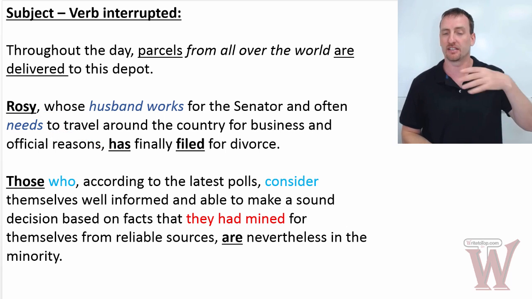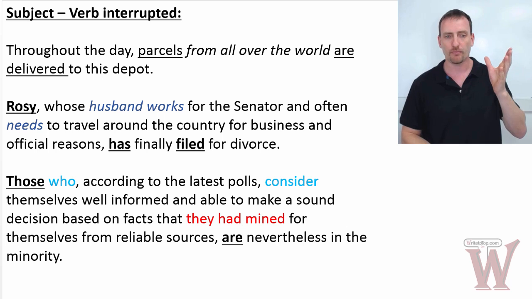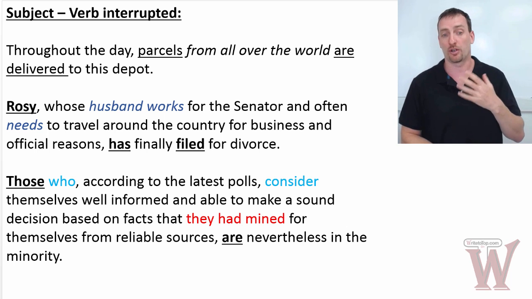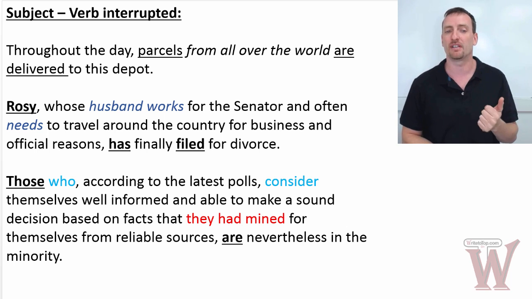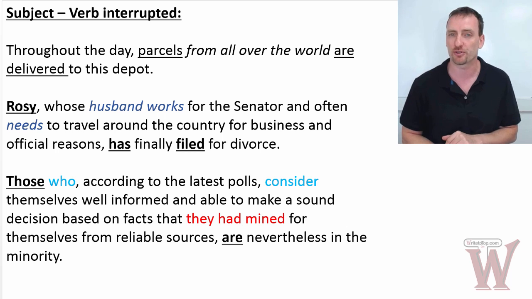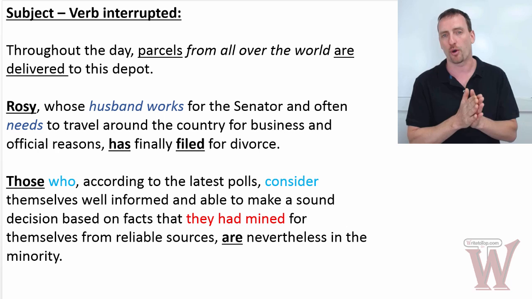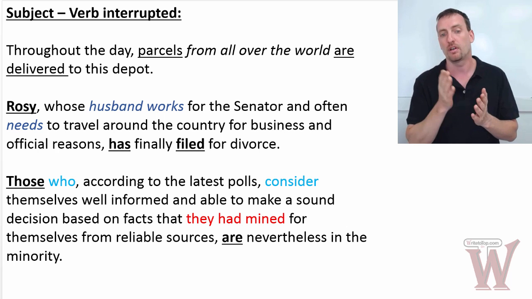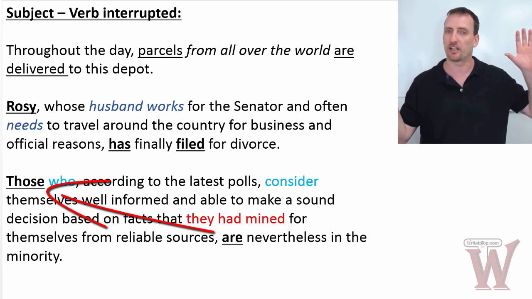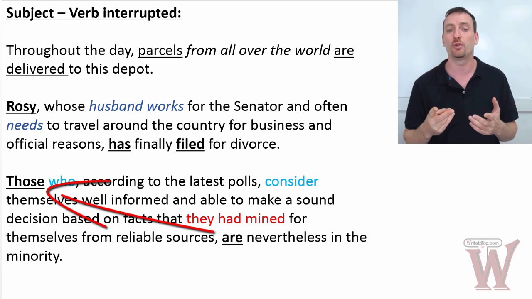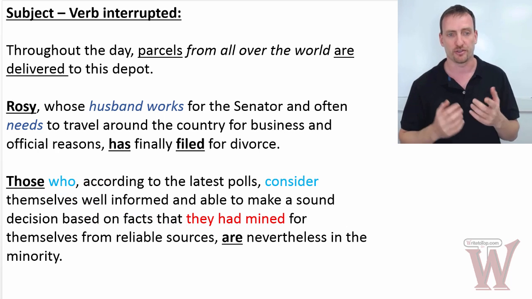Okay? Here's a little bit more complicated one. Those who, according to the latest polls, consider themselves well informed and able to make a sound decision based on facts that they had mined for themselves from reliable sources are nevertheless in the minority. The subject is those. What's the verb? Are. Very far apart, lots of stuff in between. You have two clauses in between to confuse you.